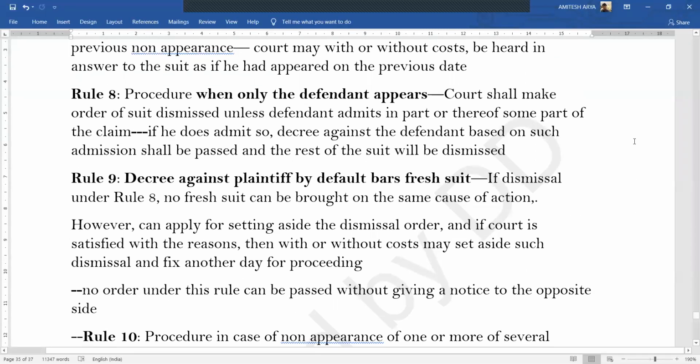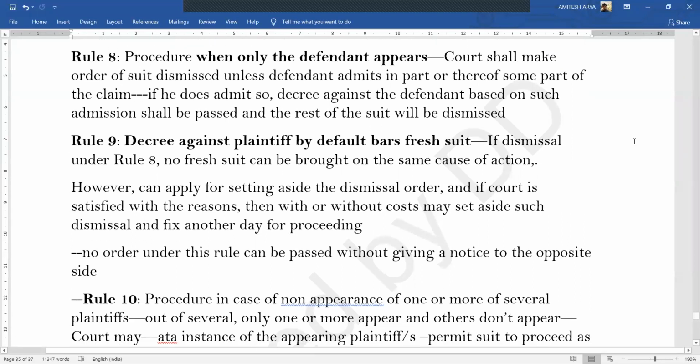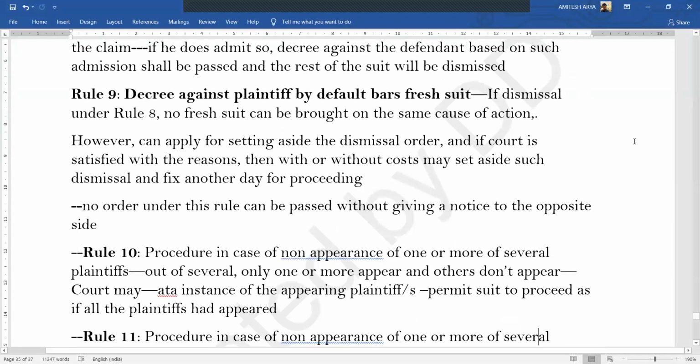Rule 9 says that a decree against the plaintiff by default bars a fresh suit. So here you will see that if a dismissal has taken place under rule 8, that is, when the plaintiff did not appear and the defendant appeared, you cannot go for a fresh suit. However, you can apply for setting aside the order of dismissal, and if the court is satisfied with the reasons, then with or without cause, it may set aside the dismissal order and fix another date. And whenever you are setting aside the dismissal, you have to give notice to the other party so that he also knows that, okay, now again I have to come and answer this.